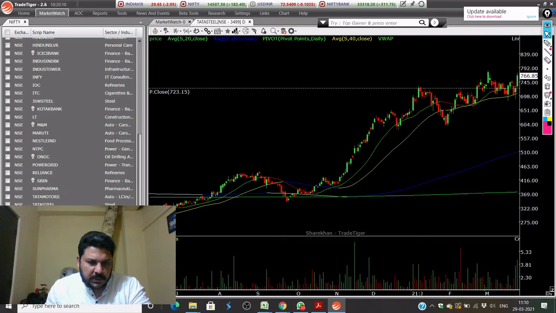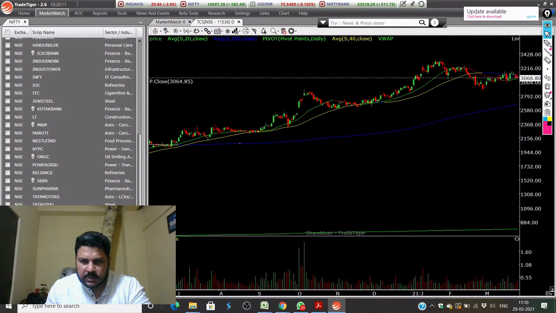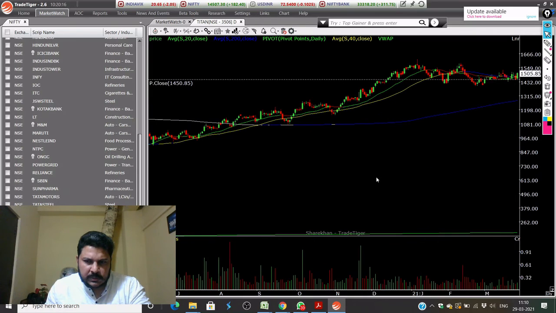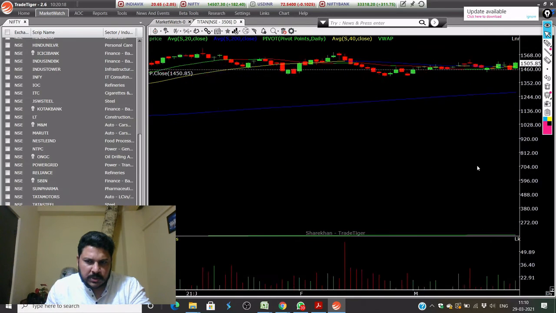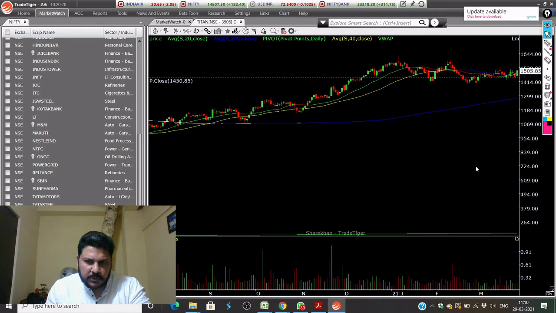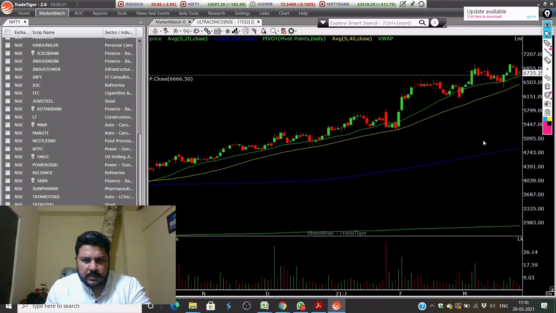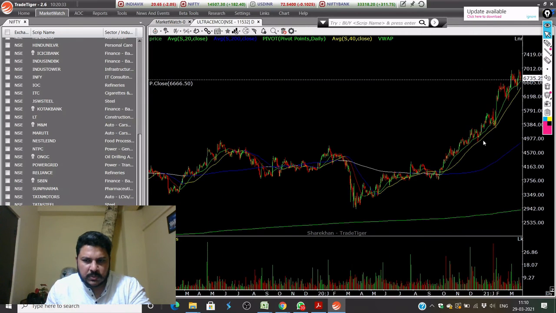I'm sure TCS, all IT stocks are in consolidation. TechM is also in consolidation. Titan is giving you a bullish signal, but be watchful on this. It's in a consolidation phase. Any candle moving out of this phase can give you a good entry. Ultratech Cement is again, you have to wait for an indication to go long on this.